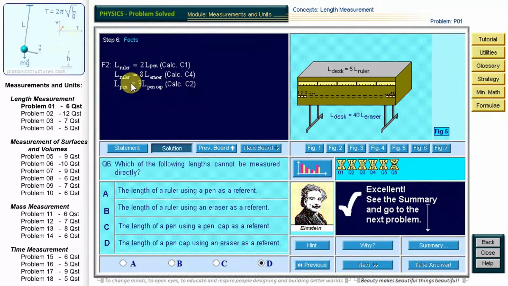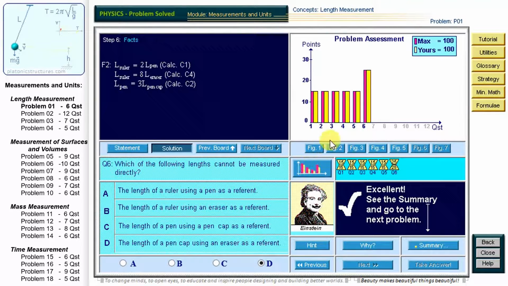Excellent. The facts stated during our analysis of this question are captured on this board. Let us check the score we got for each and for all questions. Congratulations! We got 100 points out of 100. Keep it up.